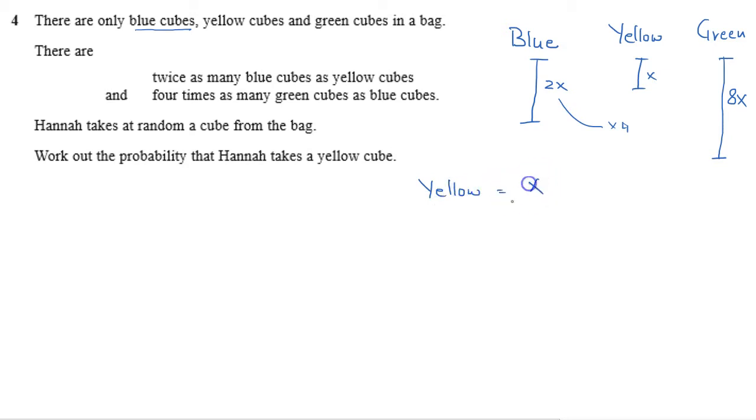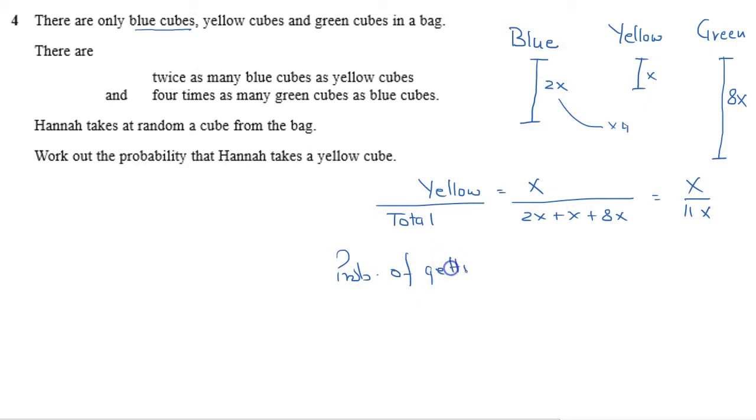So yellow is x, and the total is 2x plus x plus 8x, that is 11x. So the probability of getting yellow is x over 11x, this is 1 over 11.